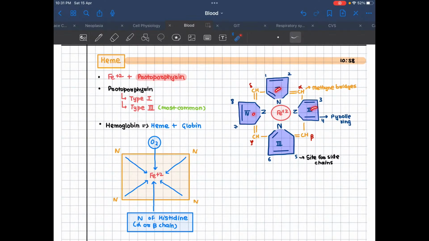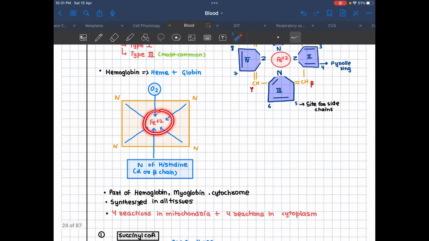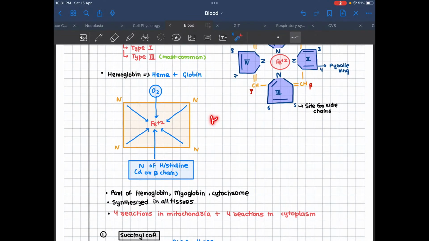These pyrrole rings are connected by these methylene bridges. All right, these are all our methylene bridges. And when the heme combines with the globulin, that is what we call hemoglobin. And what is the structure? This is your heme. All right, and the ferrous iron is going to carry oxygen. So if we talk about one heme, that's going to carry 1 molecule of your oxygen. And this is the interaction that we are studying at the pyrrole rings.